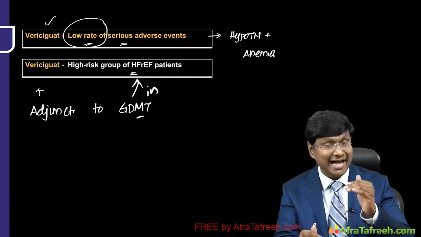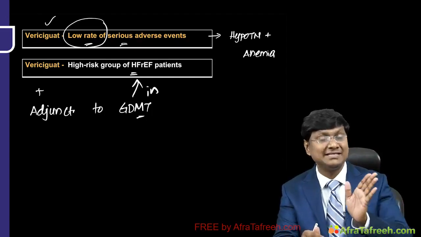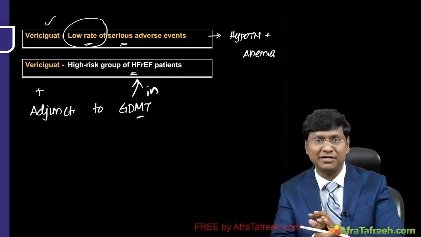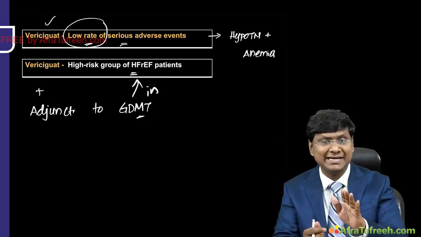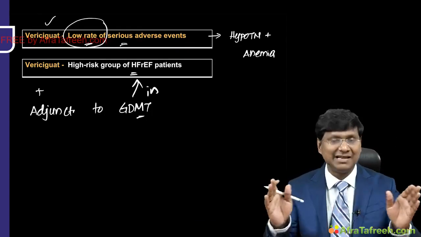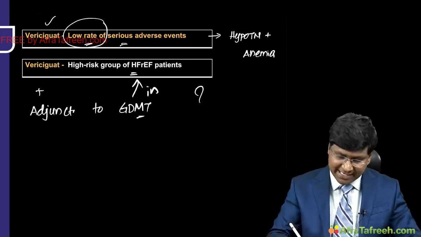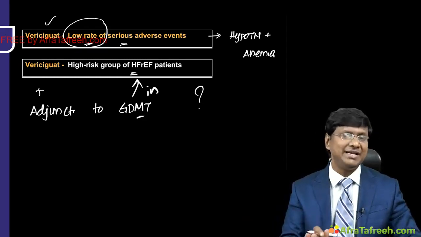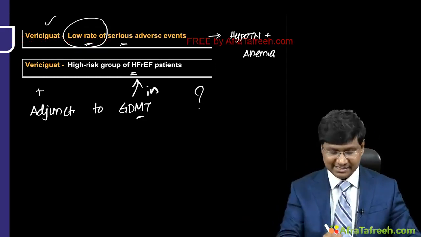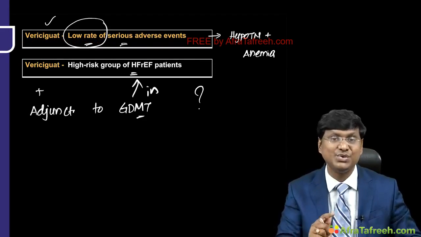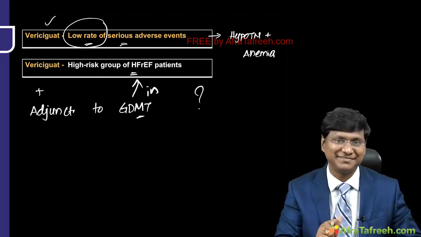So in high risk groups, this has been added, that is in advanced stages of heart failure, but still the data is awaited from larger studies. So the guideline committees are still awaiting larger studies regarding this vericiguat, which is your sGC stimulator, right?